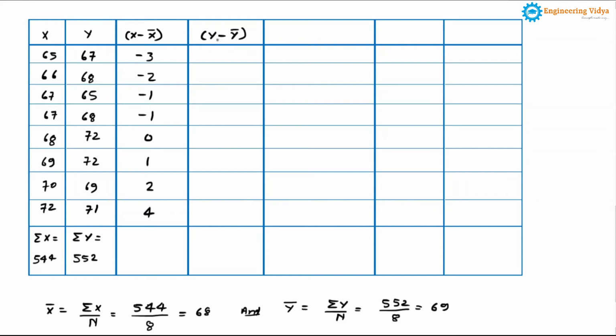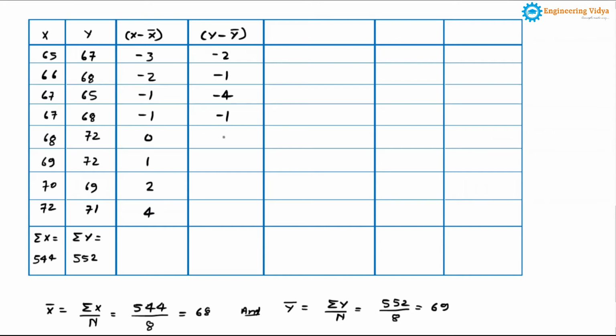In a similar way we can calculate y minus y bar. y bar has been calculated and it's 69, so from every value of y we subtract 69. 67 minus 69 is minus 2. 68 minus 69 is minus 1. 65 minus 69 is minus 4. Then 68 gives minus 1.